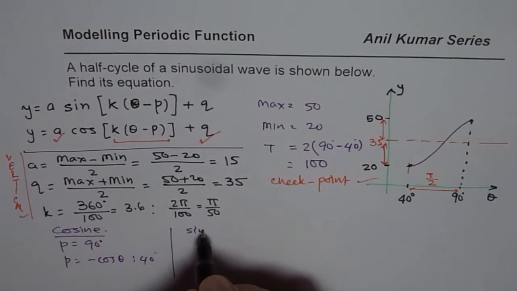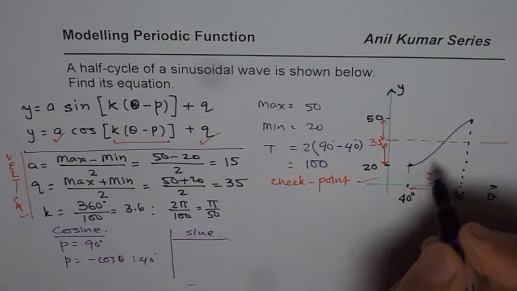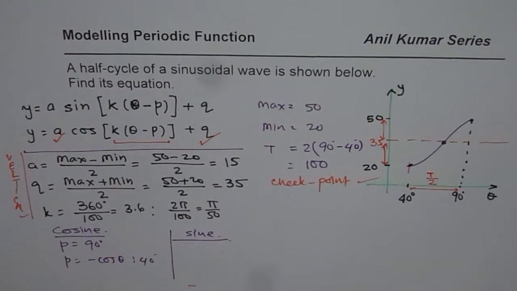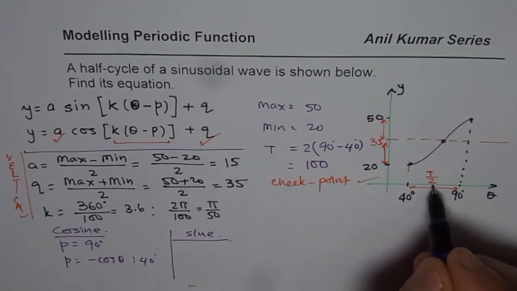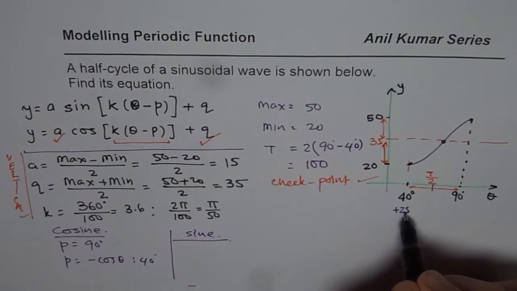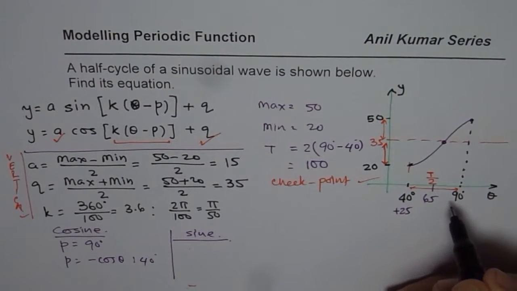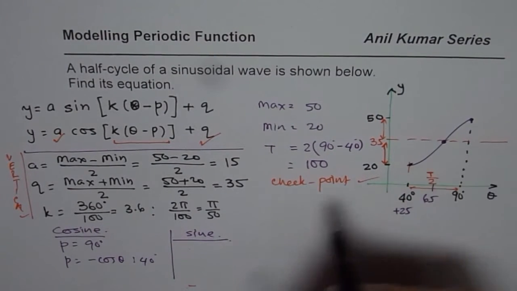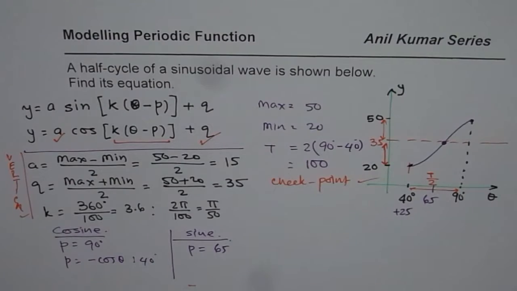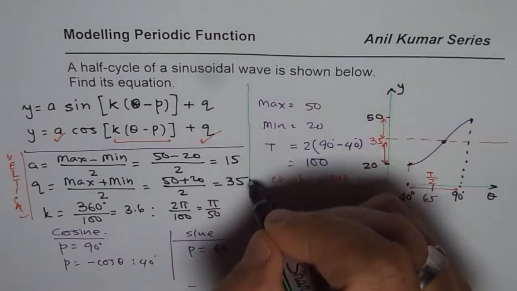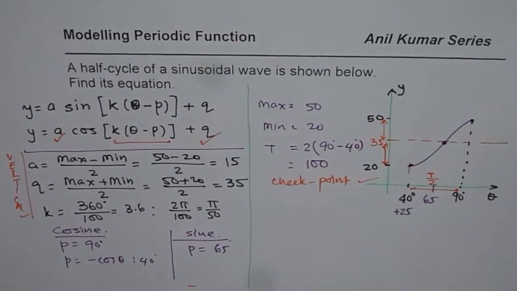If we are considering the sine function, then the sine function starts from the middle of this value, right? So midway between them is how much? Now, since the difference is 50, we have to add 25 to get midway, which is 65. So for sine, the value for phase shift is 65 to the right. You get the idea, correct? Now with this information, we can write a couple of equations representing the graph, right?